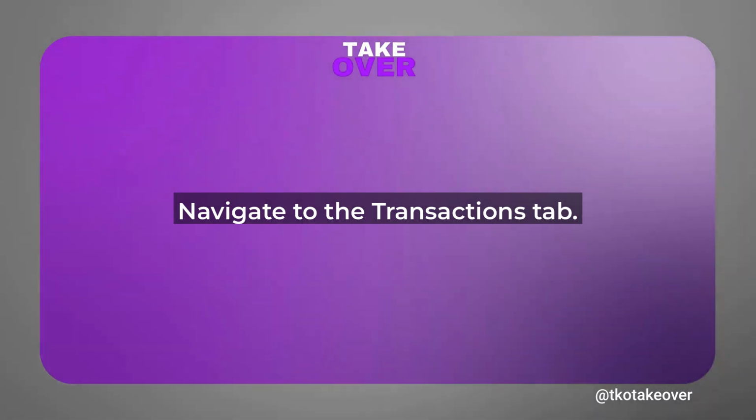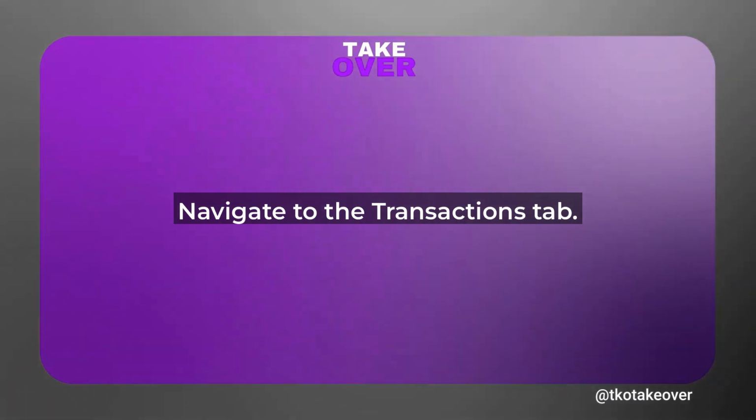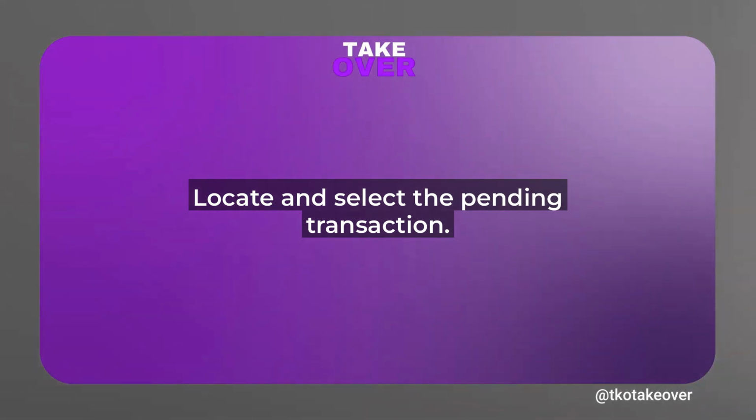Once you're in the Transactions section, scroll through your history until you find the pending transaction you want to cancel. It should be marked with a pending status. Tap on that transaction to open its details.